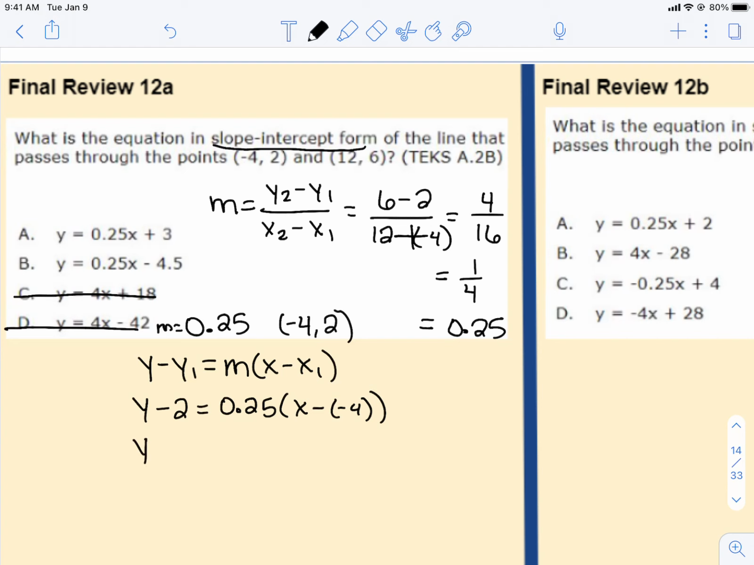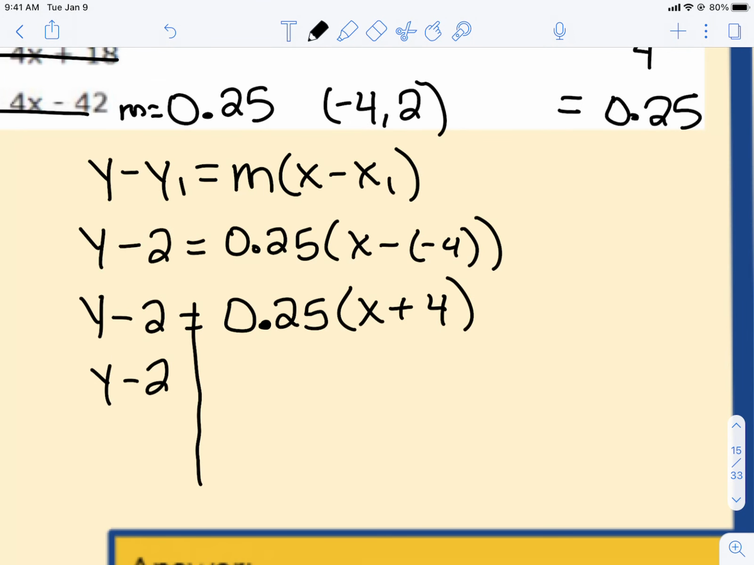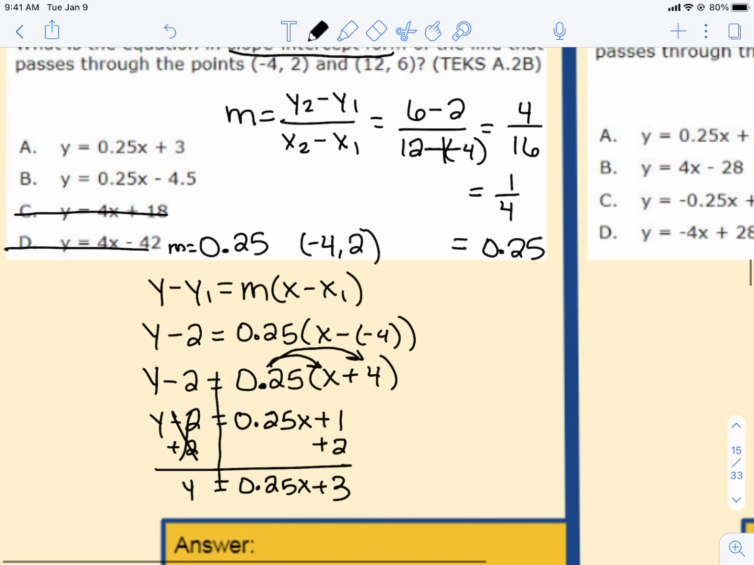Okay, so we're going to end up simplifying and solving for y. So right now, what I'm going to do is take care of that double negative, so it turns into x plus 4. And then I'm going to distribute. The left side stays the same. The right side, I end up distributing. I get 0.25x. And then 0.25 times 4 is just a positive 1. I add 2 to both sides. I get y equals 0.25x plus 3. So if I look, that's answer choice A.